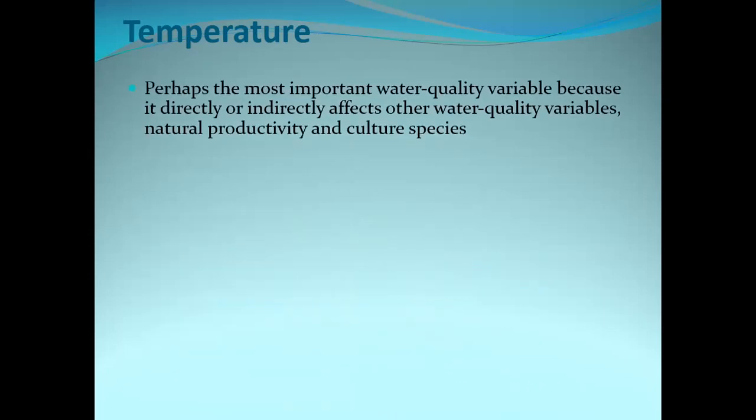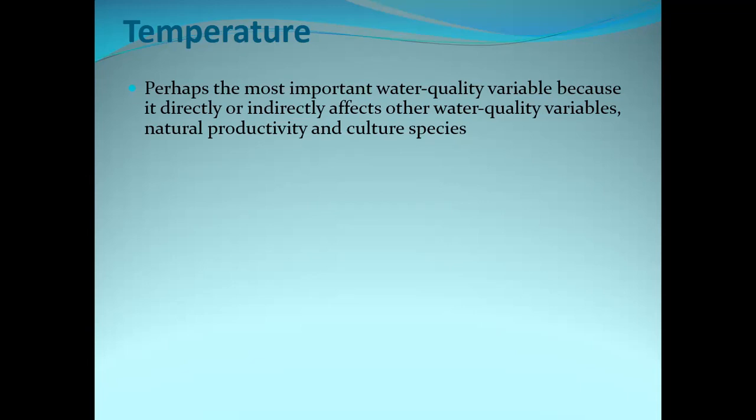So the first water quality parameter we're going to touch on is temperature, right? Temperature is perhaps the most important water quality variable because it directly or indirectly affects other water quality variables, right? For instance, dissolved oxygen. Temperature and dissolved oxygen share an inverse relationship, meaning if one goes up, the other one will go down. So when the temperature of your water rises, the ability of your water to hold dissolved oxygen diminishes. So the higher your temperature, the less dissolved oxygen you will have in there.